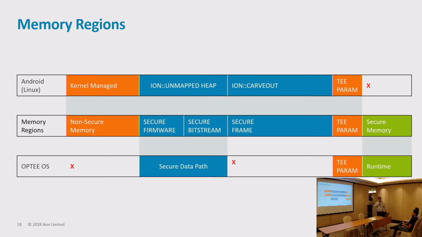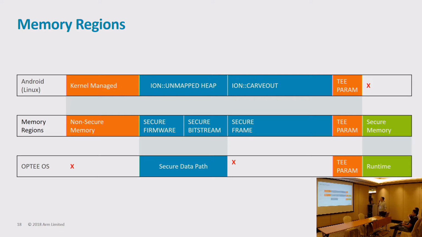Okay. So since we need to set up memory regions and set up the memory access permissions for the TZC-400, here are the memory regions we defined and how they are mapped in both the non-secure OS and secure OS. First, we focus on the middle, about the memory regions. We have 6 memory regions here.